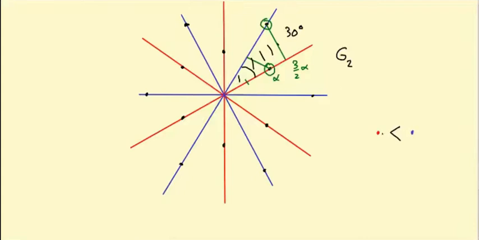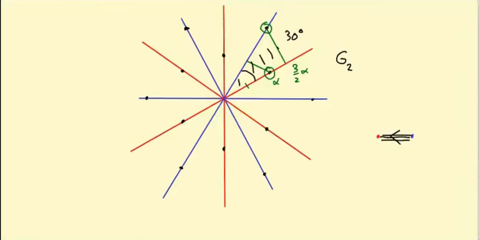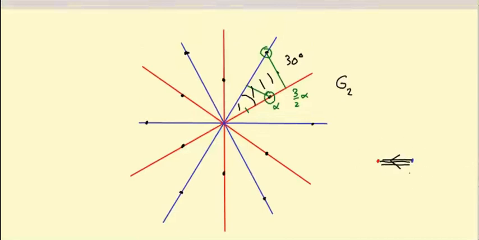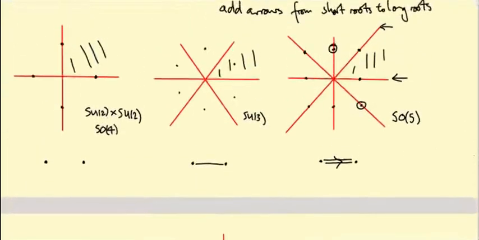And how many edges do we put here? We put three because the angle is 30 degrees. Okay, so this is the Dynkin diagram of G2. I could have drawn it the other way around. It completely, you know, doesn't matter whereabouts you draw these vertices. This is the Dynkin diagram of SO5, the Dynkin diagram of SU3, and the Dynkin diagram of SO4 or SU2 times SU2.